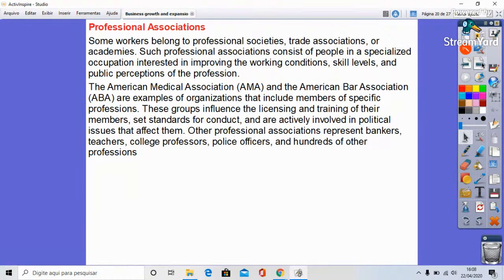We're going to continue talking. We're talking about nonprofit organizations. We have professional associations. Guys, we have many of these even in Brazil. They consist of people in a specialized occupation interested in improving the working condition, skill levels, and perceptions of the profession. In Brazil, we have a famous one. It's called the OAB, if I'm not mistaken. In the US, we have the American Medical Association. We have the American Bar Association, which would be similar to OAB, which is the ABA, among other associations.